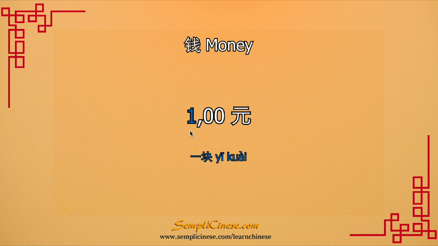Now let's see how to read this. This will be 1 kuai, 1 yuan, 1 kuai. Very simple. This will be 2 kuai. Remember, we have to use liang and not er. We use liang kuai. Now, if you have this, it would be 2 mao, because this is mao. This would be 2 fen.